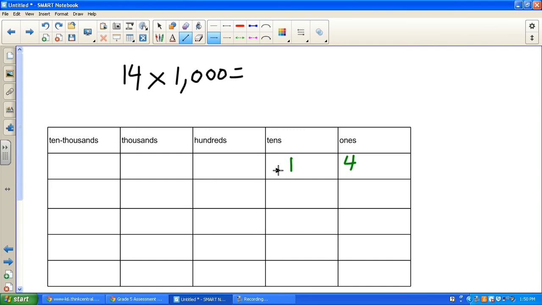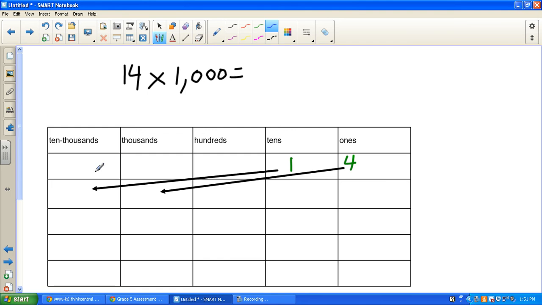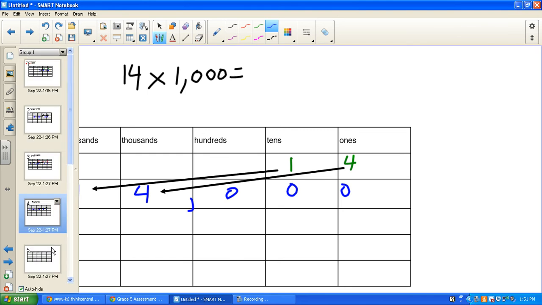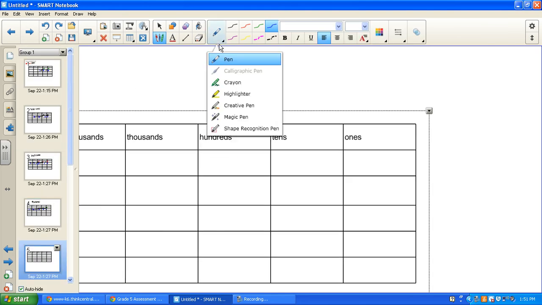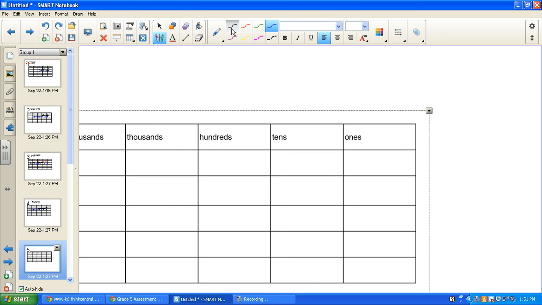The 1 goes not just one spot, not just 2 spots, but 3 spots over. Same thing with the 4. Not 1, not 2, but 3 spots over. Now I go back in and write my numbers in. 1, 4, and all the rest become zeros. So 14 times 1,000 is 14,000. Big number. We're not stopping there. We're going to keep on going.